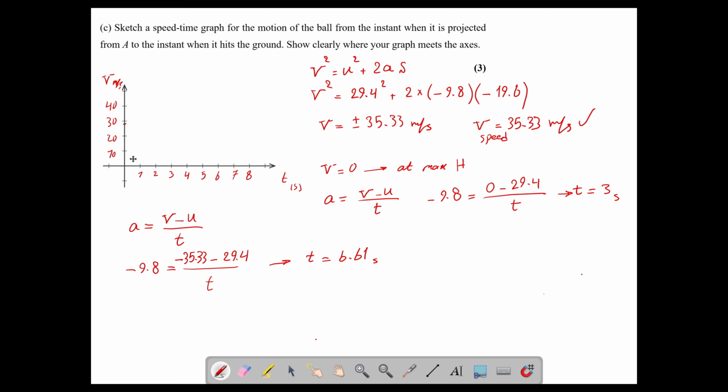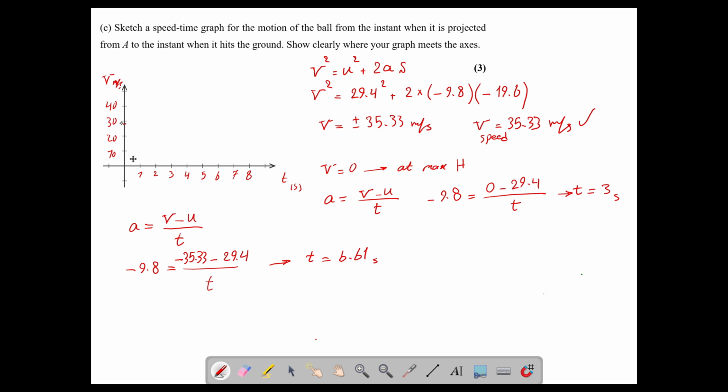Okay, now we have our initial velocity, which is 29.4 meters per second. We have the time that we reached the maximum height and the velocity at that point, and also we have the maximum velocity when it hits the ground, and also the time that the ball hits the ground. Okay, let's draw the graph.